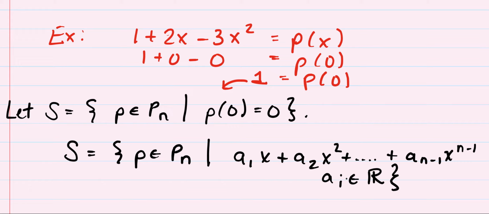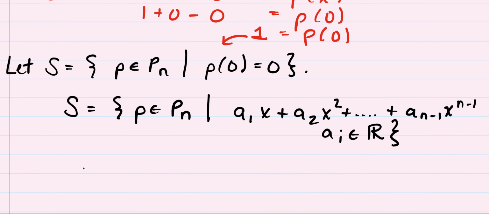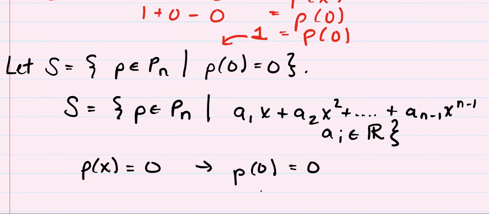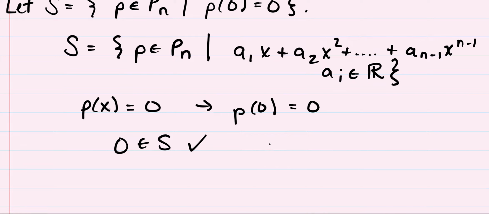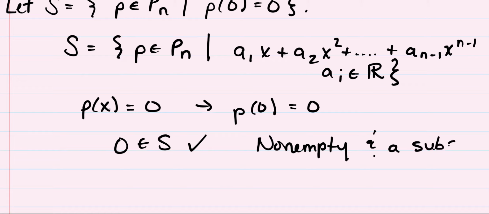Okay, is it a non-empty subset? Well, the answer is yes. Obviously, we're saying there are polynomials in V, and it's non-empty because the 0 polynomial is in here. So if p of x is equal to 0, obviously p of 0 is equal to 0. So the polynomial 0 belongs to S. So it's non-empty and a subset of V.